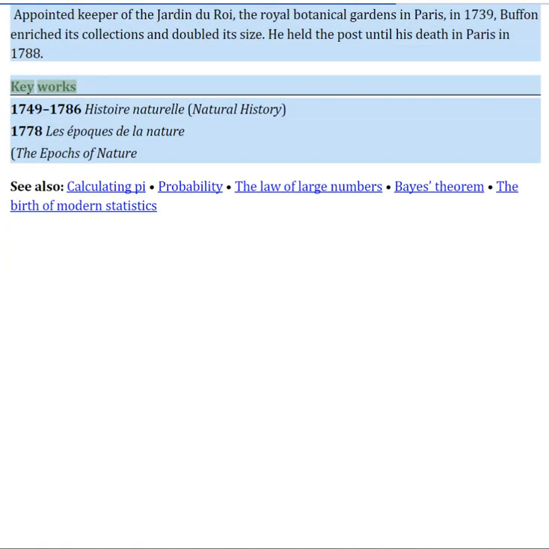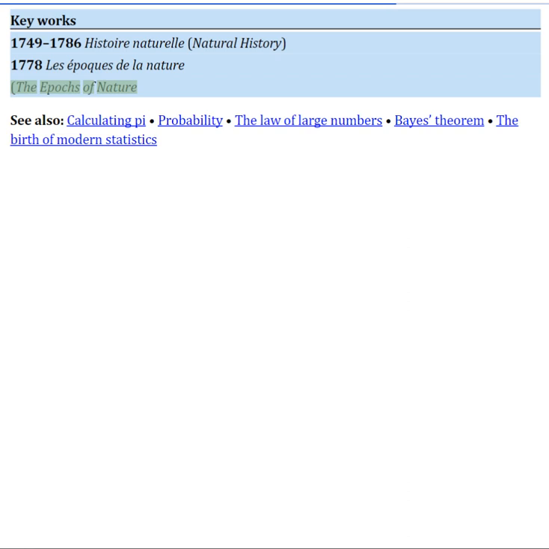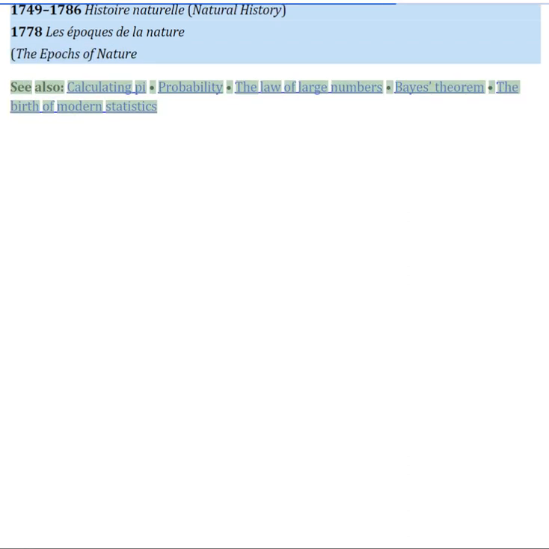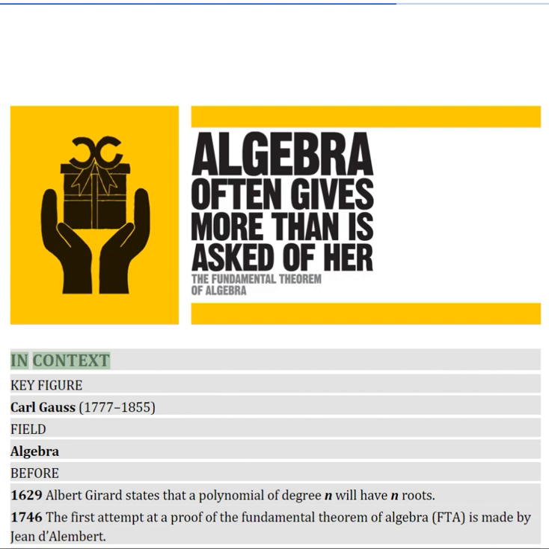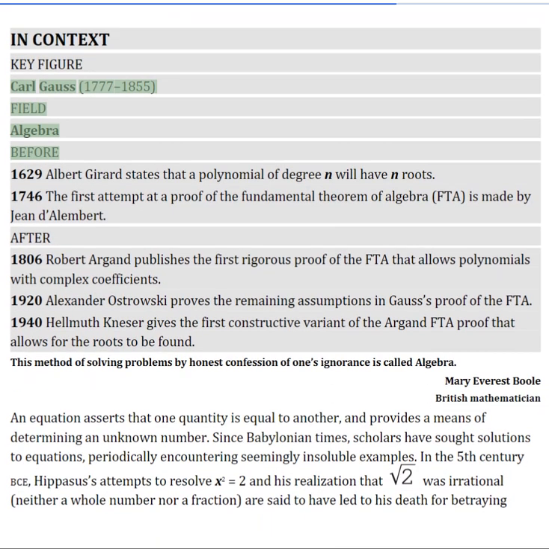Key works: 1749-1786 Histoire naturelle, 1778 Les époques de la nature, The Epochs of Nature. See also: Calculating Pi Probability, the Law of Large Numbers, Bayes' Theorem, The Birth of Modern Statistics. In context. Key figure: Carl Gauss. Field: algebra.